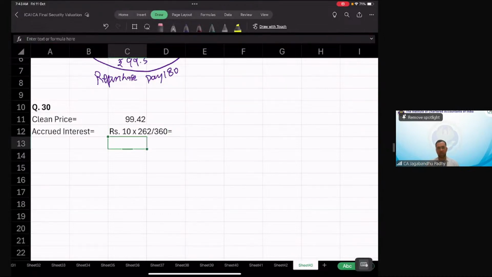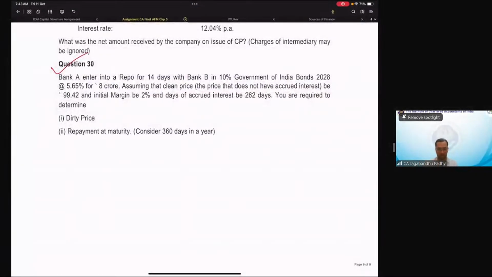So remember, in case of government securities, please take a note of it, guys. They follow a convention called 30 by 360. By default they follow a convention of 30 by 360. Now here the question is stating 360 days in a year.